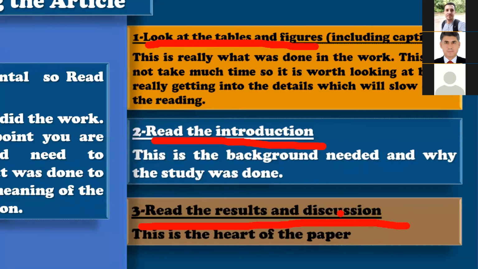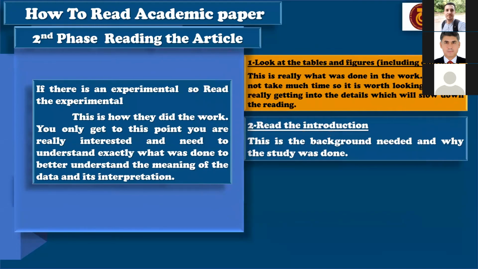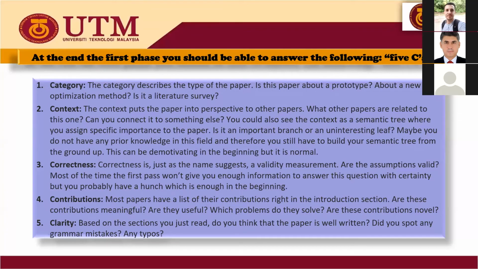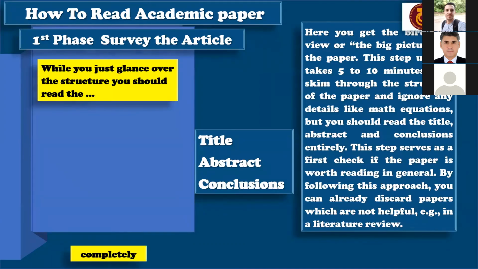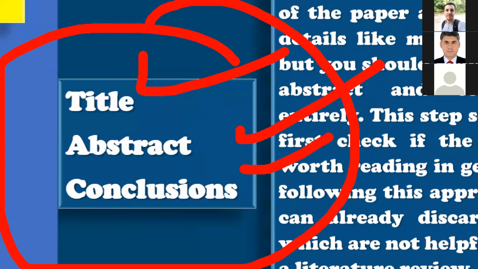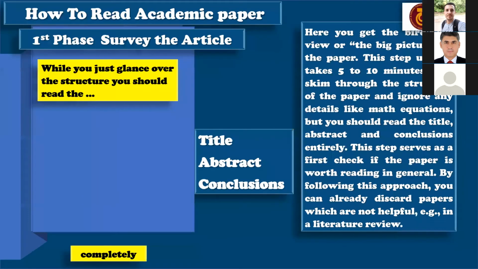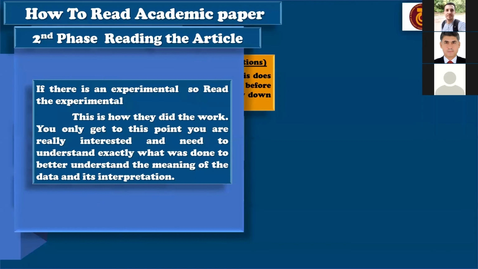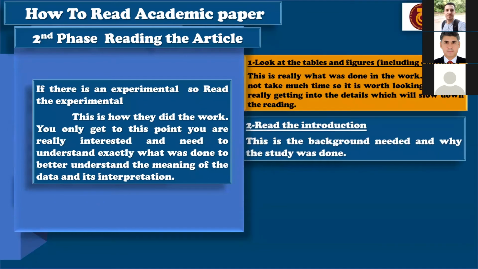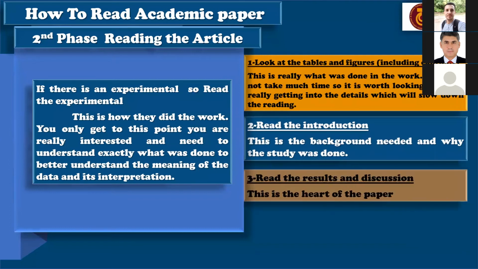Really, this phase comes after the first phase. It means from the first phase, you understand this paper: you read the title, abstract, and conclusion. If I read the title, abstract, and conclusion, and it is very good for me and it's near my field and I need to read this paper, then after that you must go to the second phase. If not, you go directly to another article, okay? So the second phase, or we can say the second step, is look at the table and figure, read the introduction, read the result and discussion.